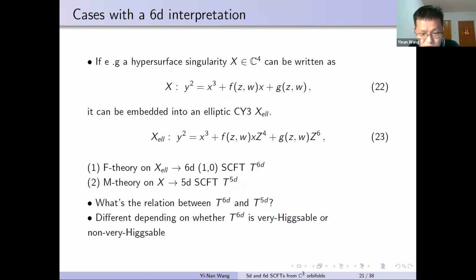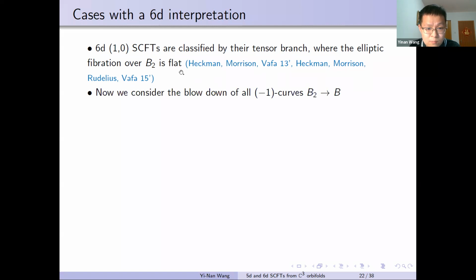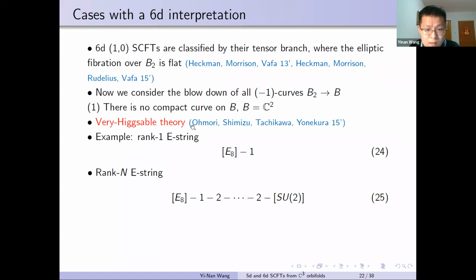Now I will review a little bit about the 6D (1,0) SCFTs and the notion of very Higgsable. As we know, a lot of known 6D (1,0) SCFTs can be classified by their tensor branch geometry, where we have an elliptic fibration over a base B2, and the fibration is flat. That was already done a few years ago. Now we consider the blow-down of B2, blowing down all the -1 curves recursively, and we get some kind of base 2-fold that we call B. Then this 6D SCFT is defined to be very Higgsable if B has no compact curve, or in simpler words, B is just equal to C^2.